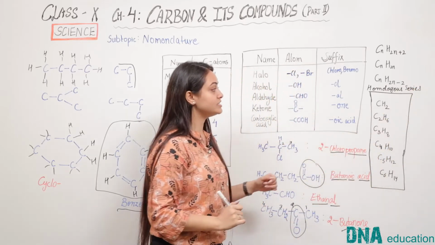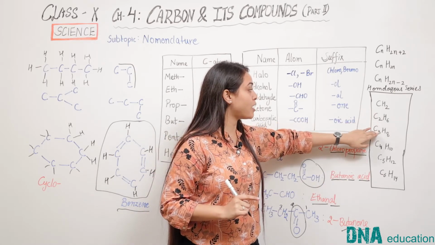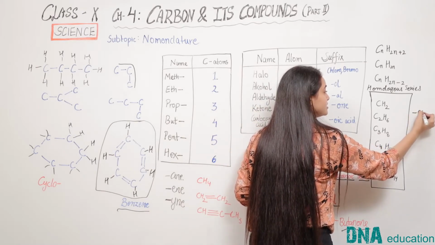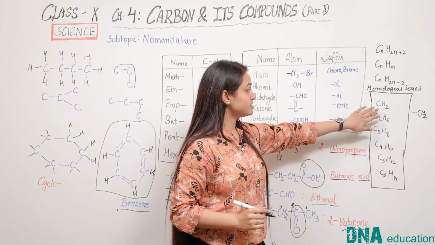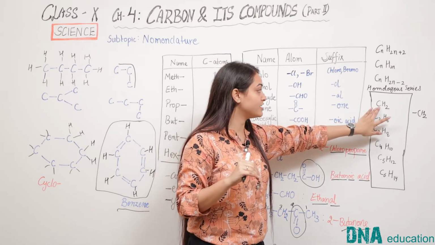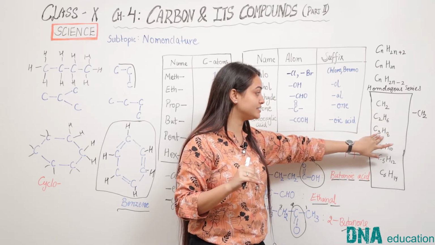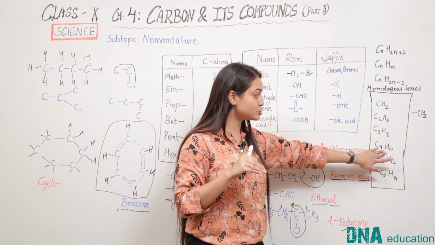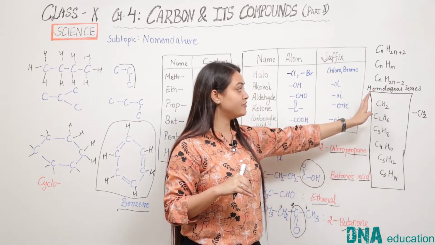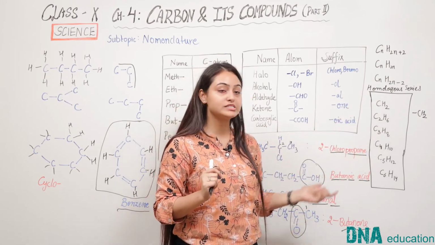A homologous series is a series of hydrocarbons in which each compound differs by a CH2 unit. Suppose we start with CH4, we add one more CH2, then we get C2H6. If again we add CH2, we will get C3H8. Again adding CH2 will give C4H10 and so on. In this way, this series in which each compound differs by a CH2 unit is called a homologous series.